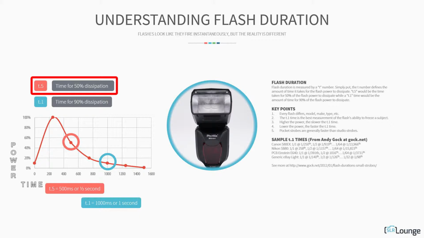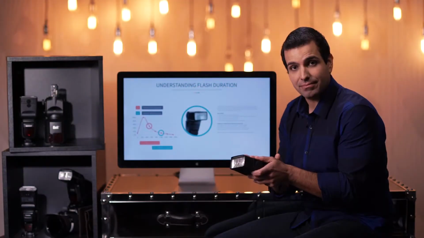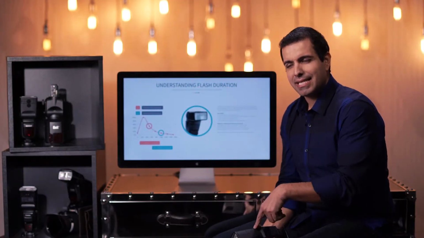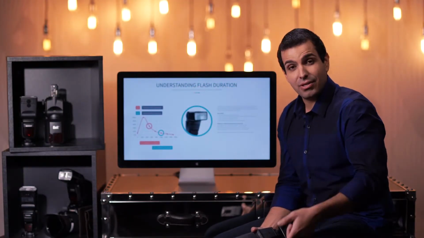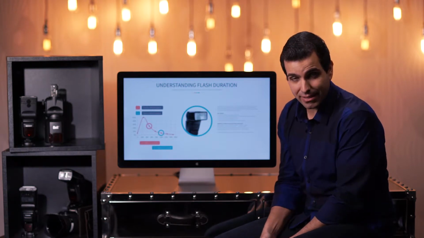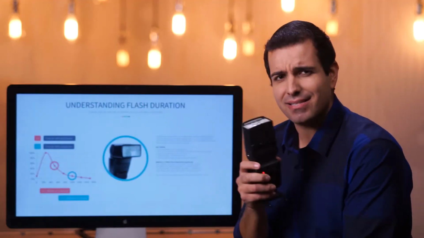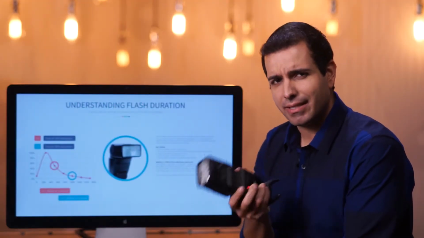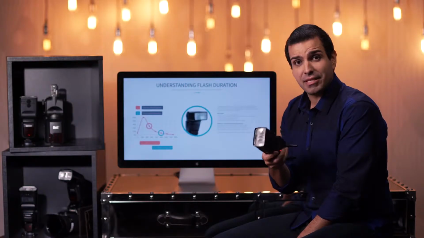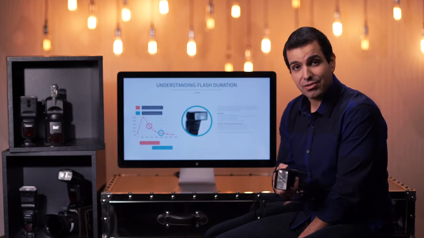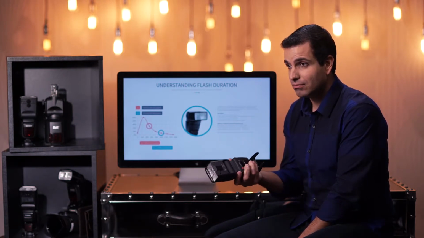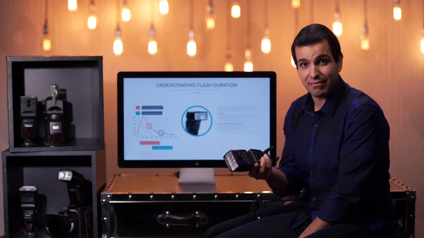What that essentially means is a T.5 time is the amount of time it takes for 50% of the flash power to dissipate. That time is actually the time that most manufacturers use when they tell you what the flash duration is. There's a problem with that. If only 50% of the power has dissipated, what about the other 50%? Well, the other 50% is still going to affect your image. So if the flash duration is slow, that 50% is going to actually affect something.